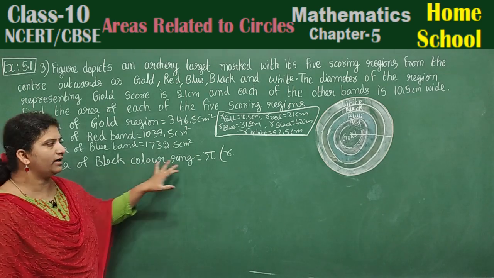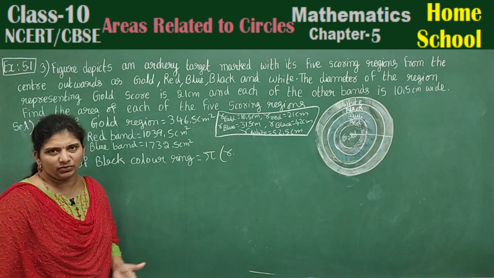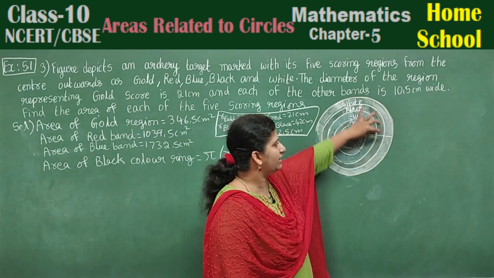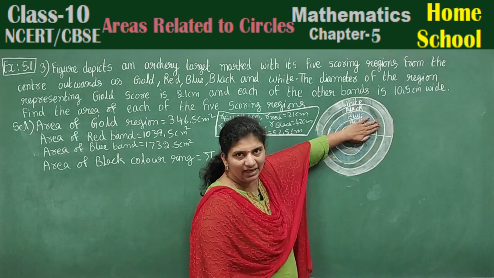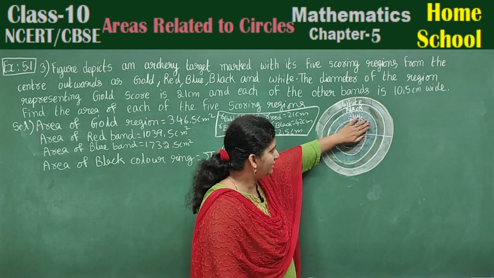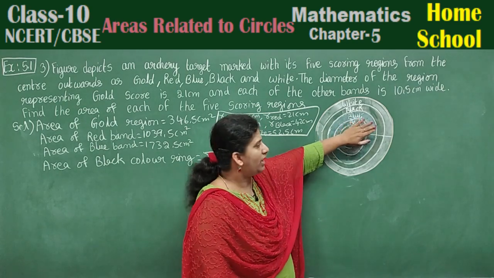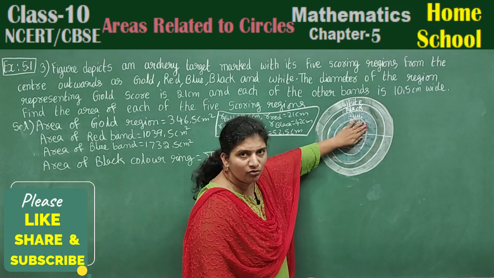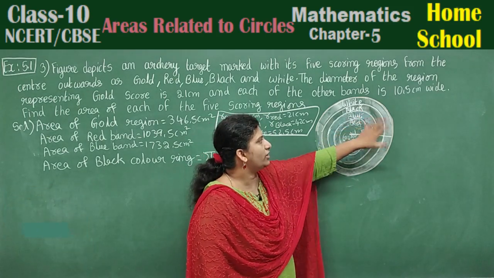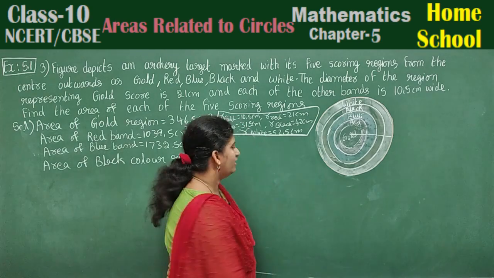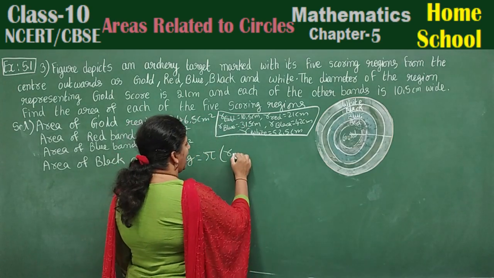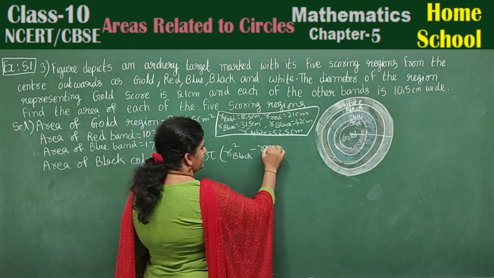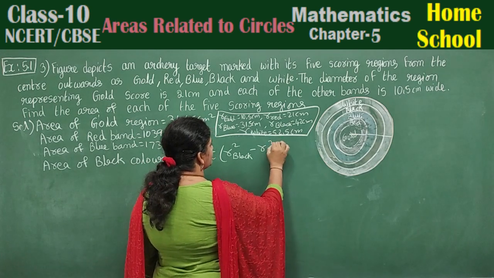Area of black color ring or black color band, you can say. Observe here, you need to get black color ring. Means area of black circle minus, before color what do you have? Blue. Area of blue circle. In area of black circle, if you remove area of blue circle, you are going to get black color ring. Frame the formula. Pi into radius of black square minus radius of blue square.